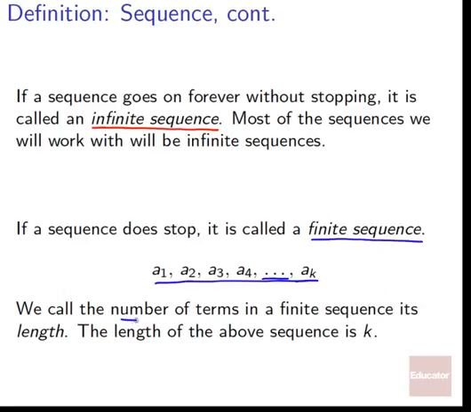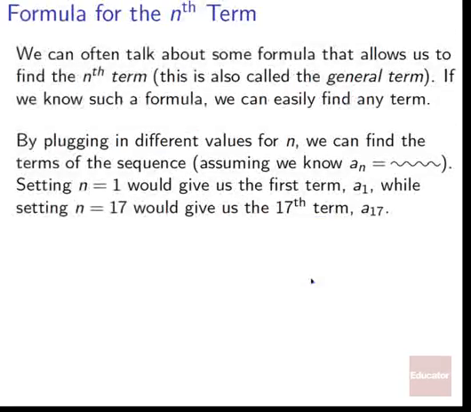We call the number of terms in a finite sequence its length. So in this case, the length of the above sequence would be k, because we have AK here and A1 here. That means we're counting our first term, our second term, our third term, all the way up until our kth term. So 1 up until k, right? If we count from 1 to k, whatever k is, we're going to have a total of k things, so we have a length of k for that finite sequence.